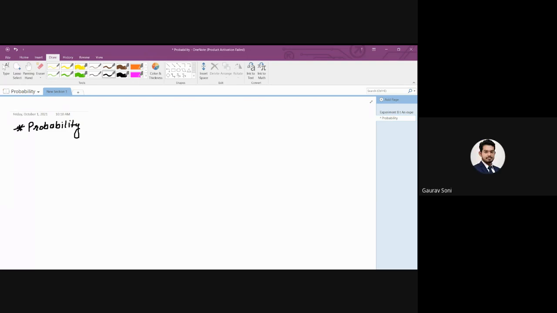Before we start with probability, we'll see what is an equiprobable sample space. Equiprobable sample space.